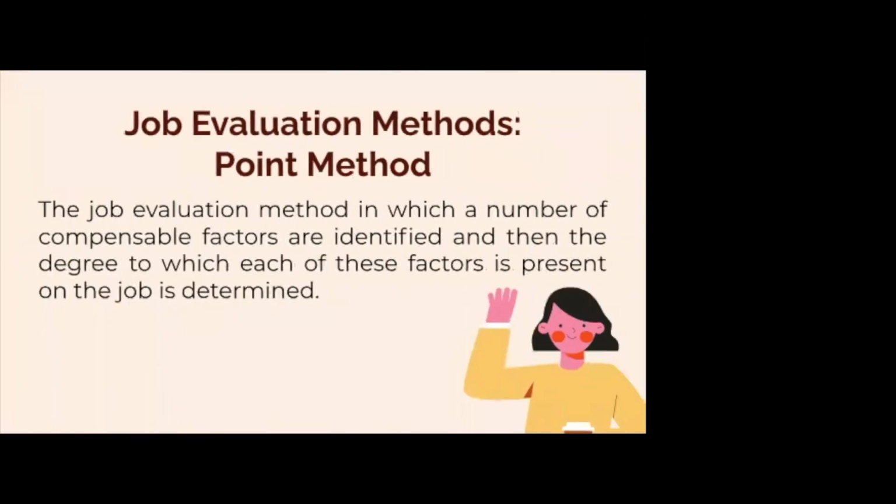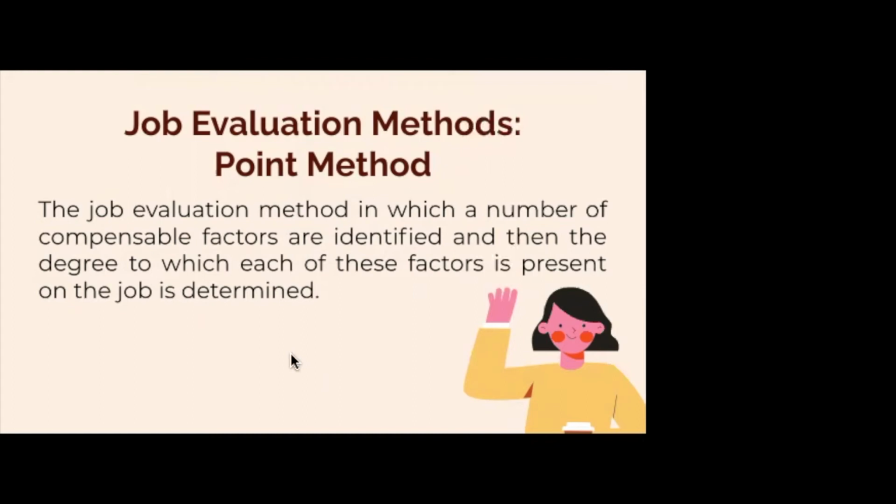Okay, so the last method is the point method, which is the job evaluation method in which a number of compensable factors are identified and then the degree to which each of these factors is present on the job is determined. Let's assume that there are 5 degrees of the compensable factor responsibility a job could contain. And then let's assume that we assign a different number of points to each degree of each compensable factor, like 1, 2, 3, 4, 5, and etc.